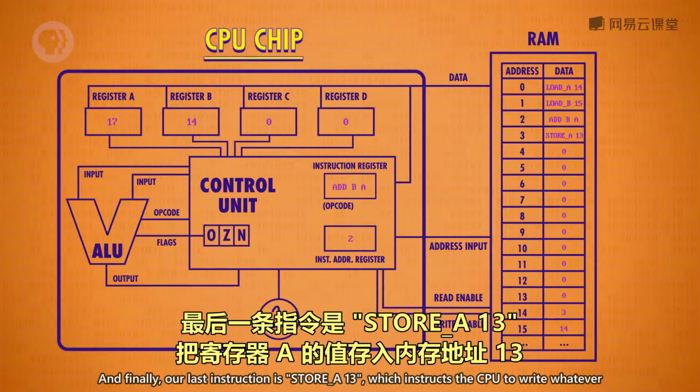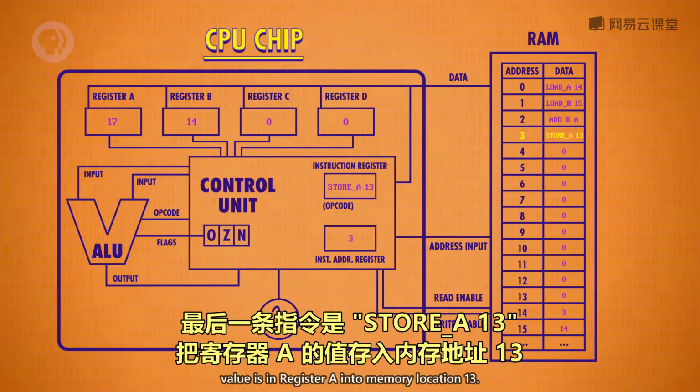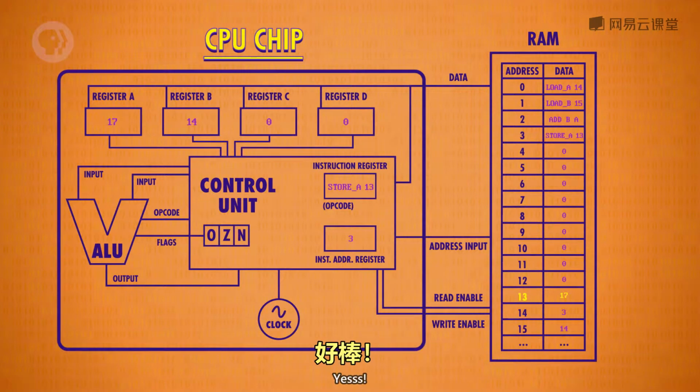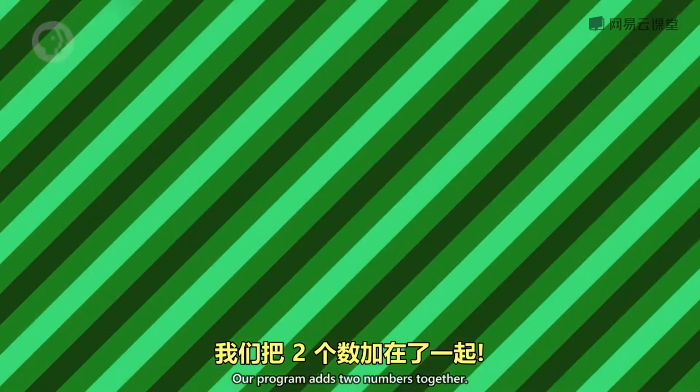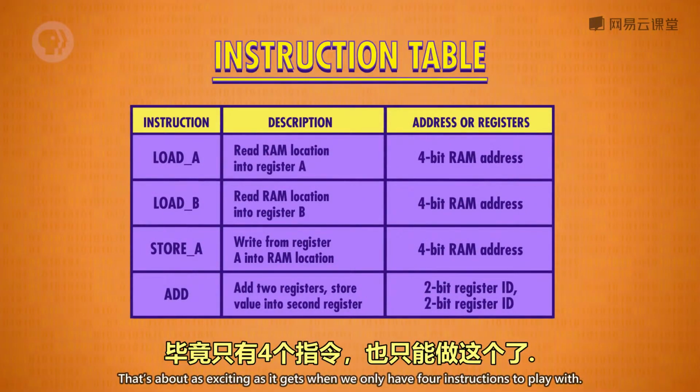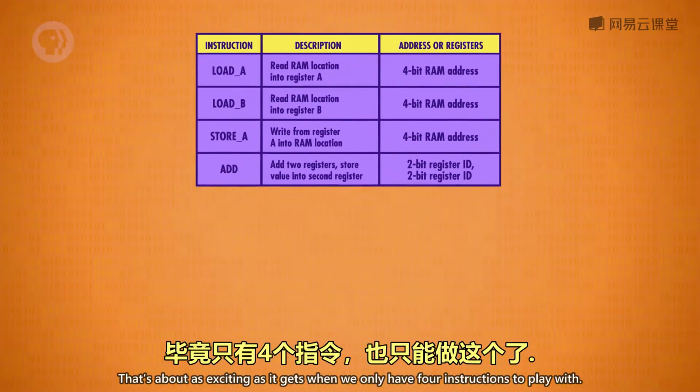And finally, our last instruction is store A13, which instructs the CPU to write whatever value is in register A into memory location 13. Yes! Our program adds 2 numbers together. That's about as exciting as it gets when we only have 4 instructions to play with. So let's add some more.